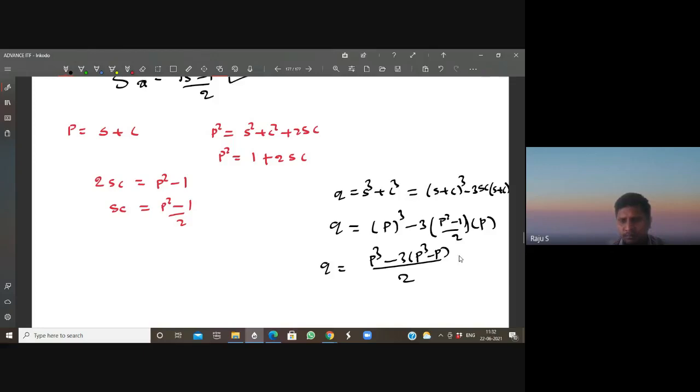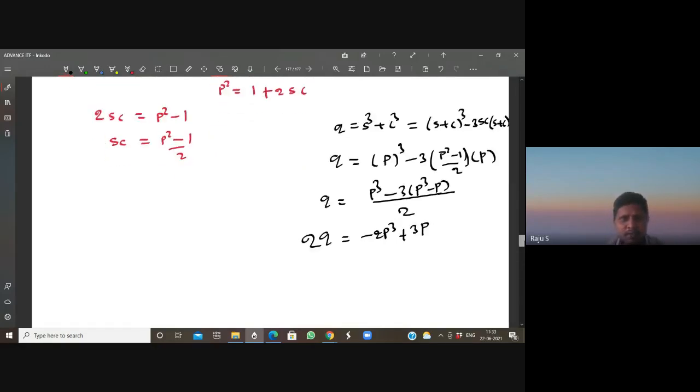Okay. Then what about here? That's all. I'm taking LCM. Then q value 2q. So 2p cube minus 3p cube. Value is what? Students, minus 2q is equal to minus 2p cube plus 3p. Okay, just a minute.